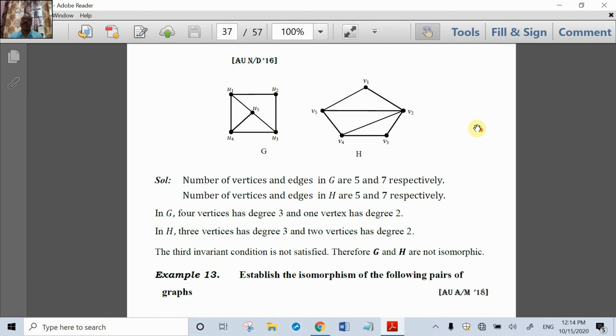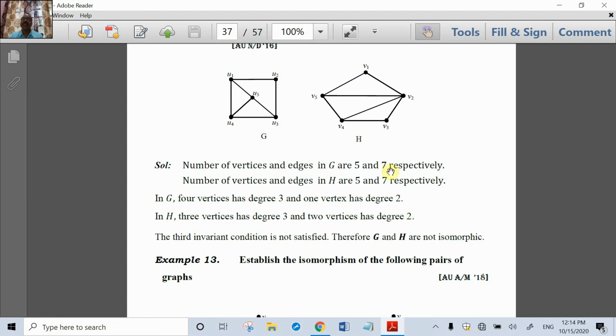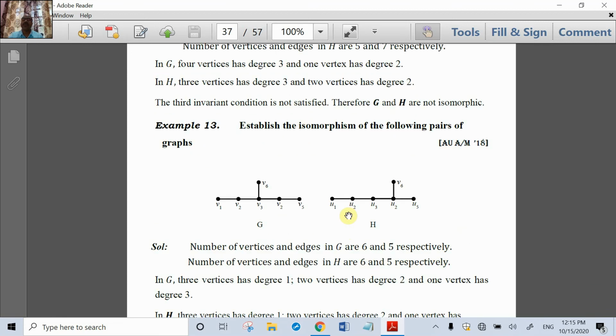Now, to establish isomorphism: here the number of vertices is 5 and the number of edges is 7, and both are the same. G has 3 vertices of degree 3 and 1 vertex of degree 2. Check that. Here also 3 vertices of degree 3 and 1 of degree 2, true. But here 3 vertices have degree 3 and 2 vertices have degree 2. Therefore, these two are not isomorphic.